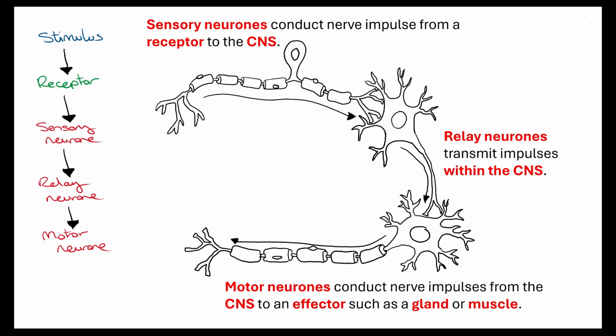We then will have the impulse passed on from the central nervous system to an effector through our motor neurons, and our effectors are our muscles and our glands, and what they're going to do is they're going to carry out the response, whatever that response is.